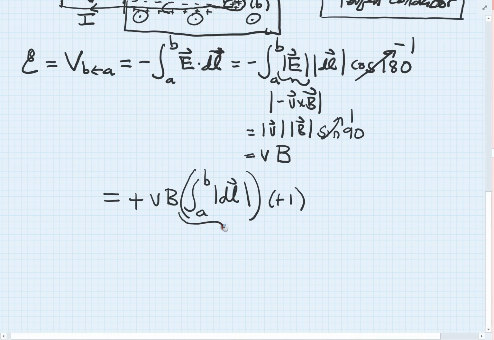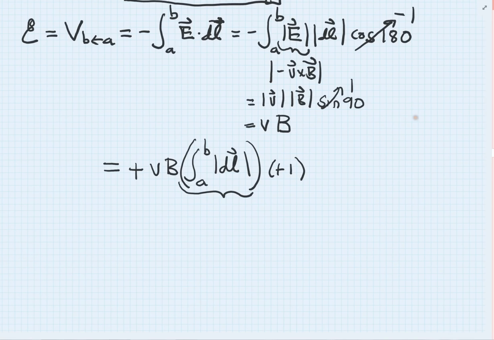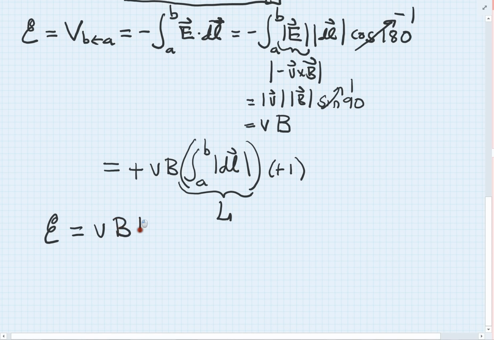The integral of dl, those are just the path lengths added up from the top to bottom of this conductor, which is what we had called L. So this is L. So the effective EMF of this effective battery system is just V times B times L. Good. And that's acting like a battery of that particular EMF.